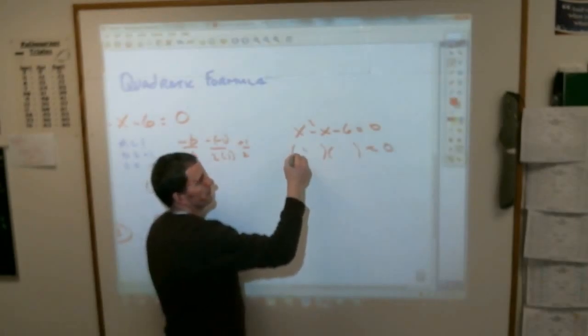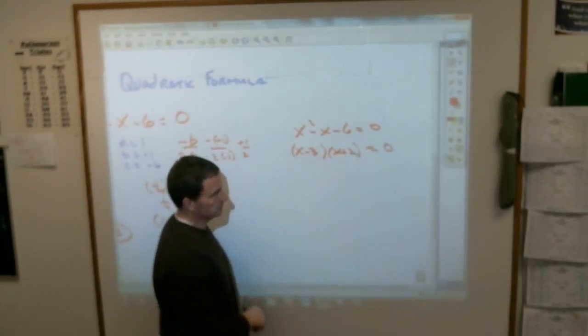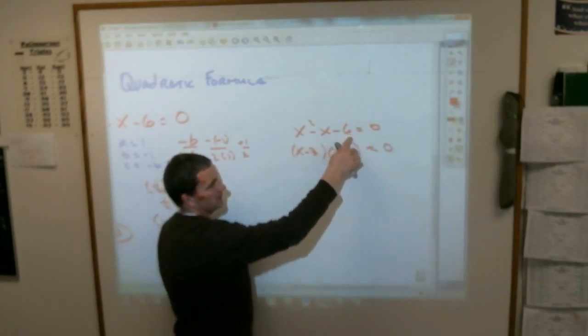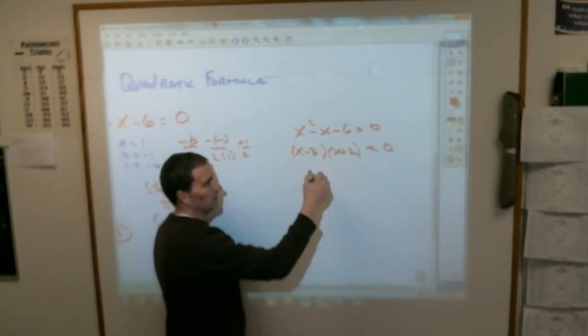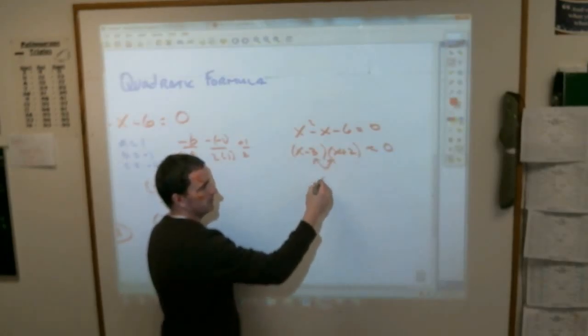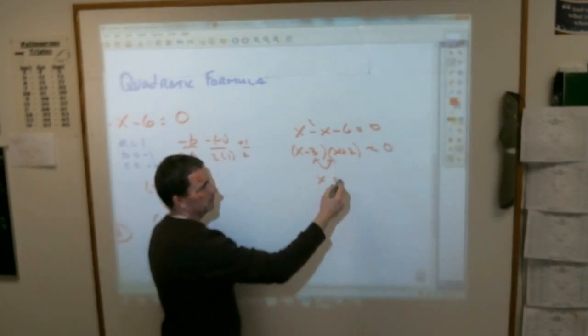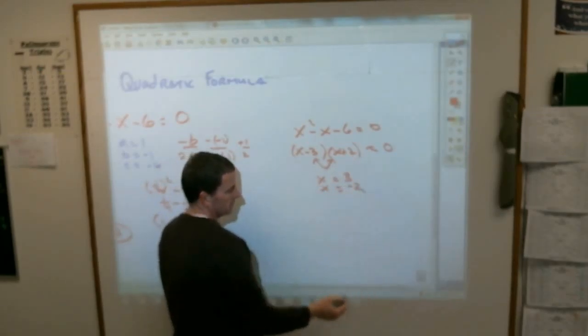Calvin? X minus 3, x plus 2, correct? Because 2 times negative 3 is negative 6. Add them together, get negative 1. If I were to solve this, then when will these parentheses be equal to 0? When x is 3 and 1, x is negative 2. Guess what that was?